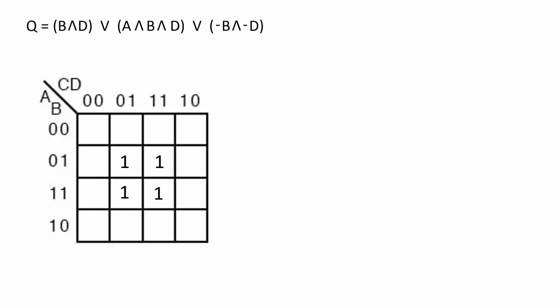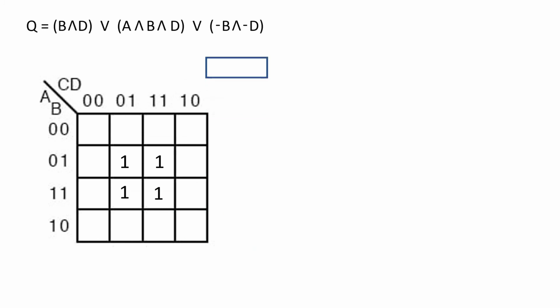Our next expression is A is 1, B is 1 and D is 1. Now if we look at the square where A is 1, B is 1 and D is 1, there is only one square, and that's our bottom right hand corner, and actually we've already coloured that one in anyway, so that is an expression we don't really need.